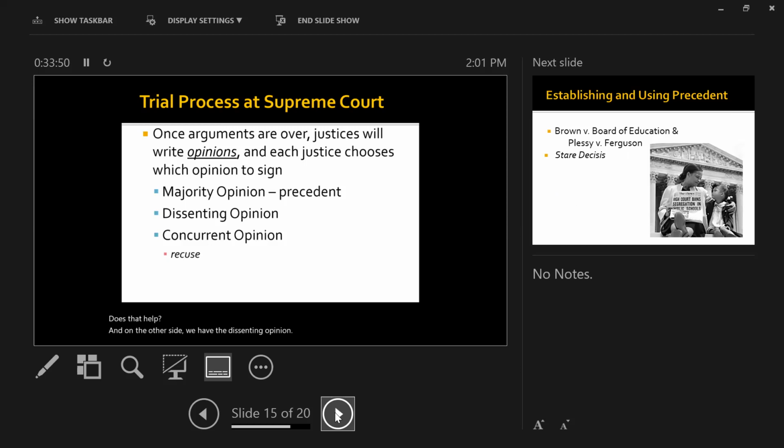The dissenting opinion is obviously by the minority amount of the judges. They disagree with the decision that the court is making, and they argue for why.